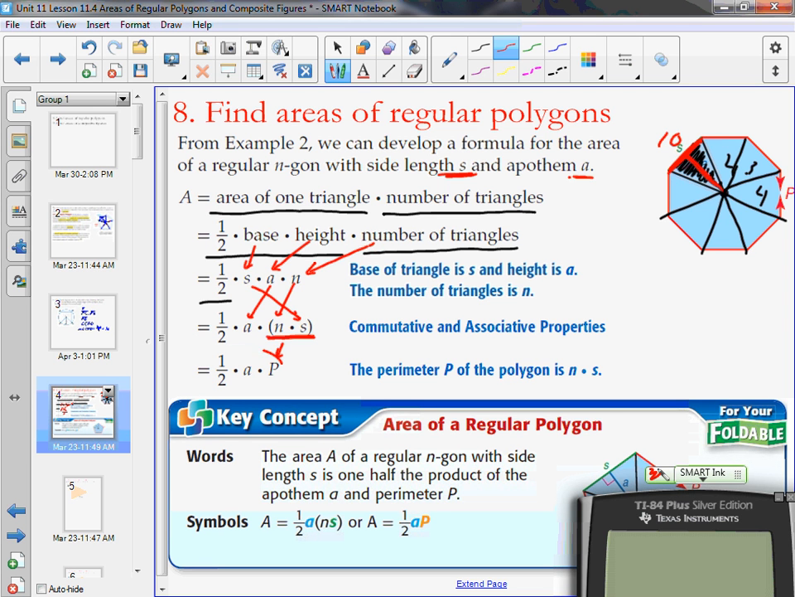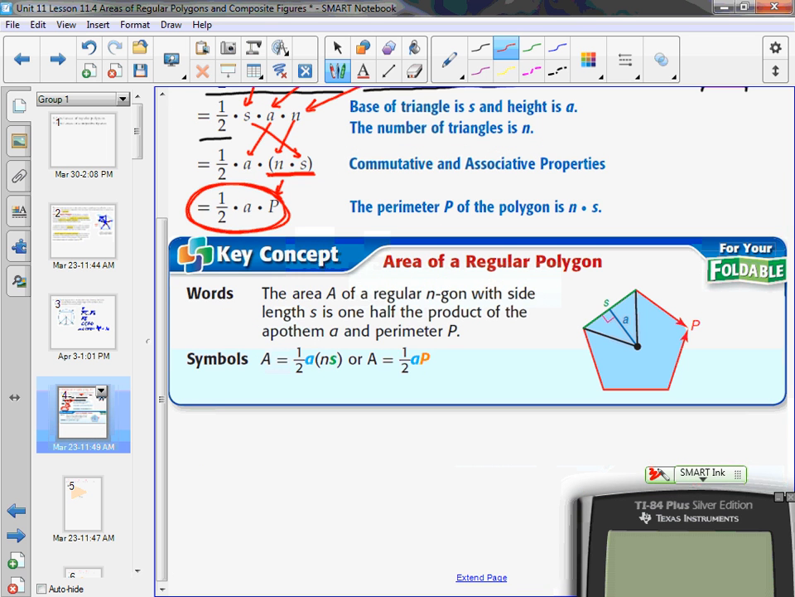And that's our formula to find the area of a regular polygon. Area equals 1/2 apothem times perimeter.